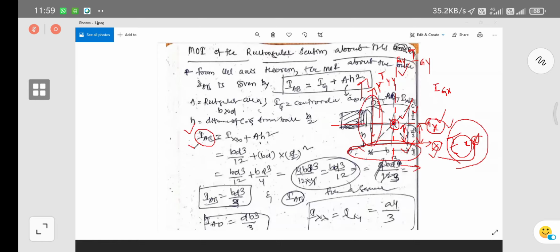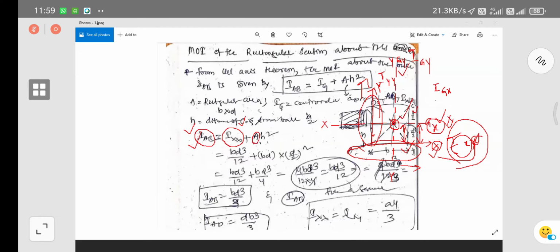If I want to find the moment of inertia about the base axis, that is AB, as one side of the rectangle, it is equal to the moment of inertia about your central axis. Here IXX is considered as the central moment of inertia. Here it is my x axis, the central axis, and here it is my y axis. Rather than Gx and Gy, I have considered them as xx and yy. So the central moment of inertia plus the area of the geometrical figure.